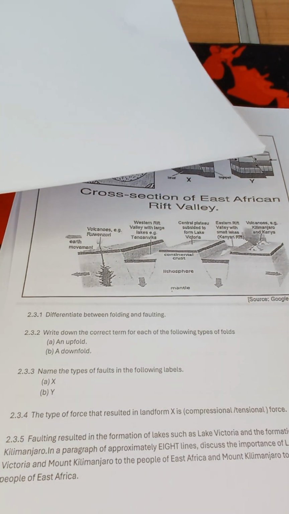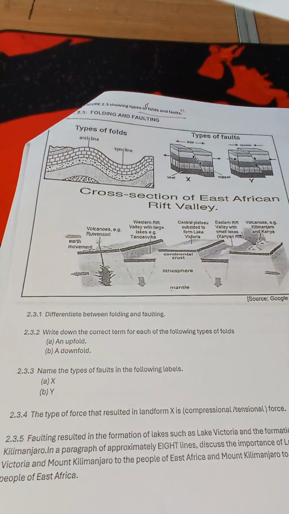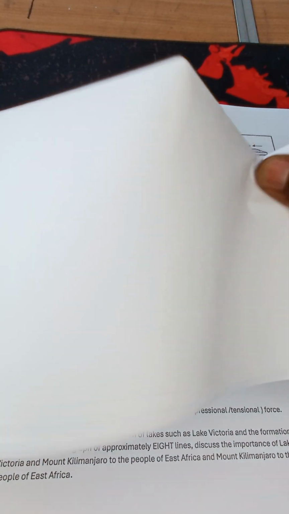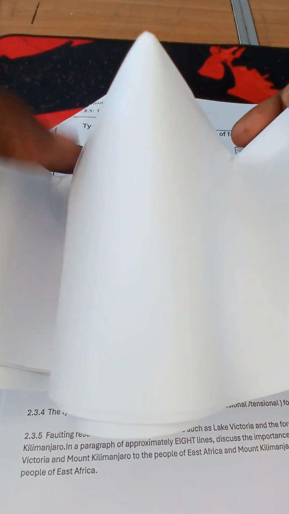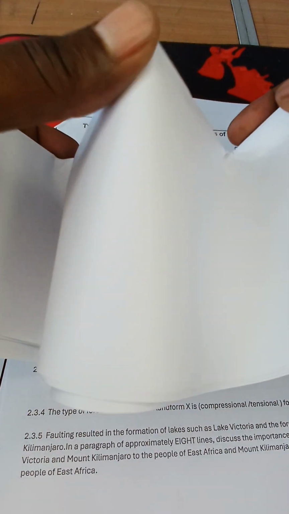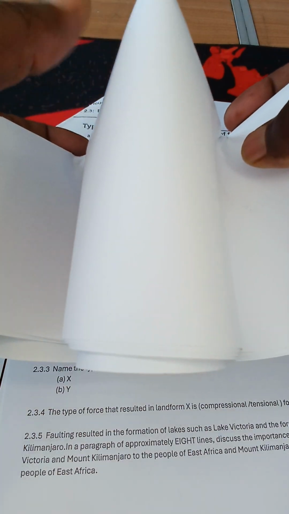Let me look for something else to demonstrate with. All right, let me fold it. After folding it, let me exert the pressure. Can you see the way I'm holding it? So this becomes your syncline. This one becomes your anticline. I'm applying the compressional forces. I'm pressing it towards each other. This is your syncline. This is your anticline. Syncline, anticline.